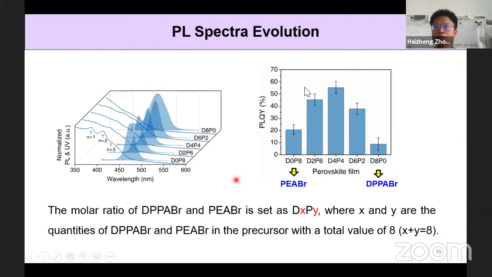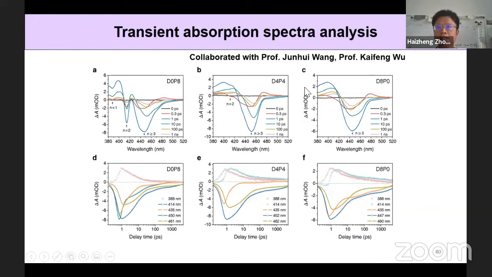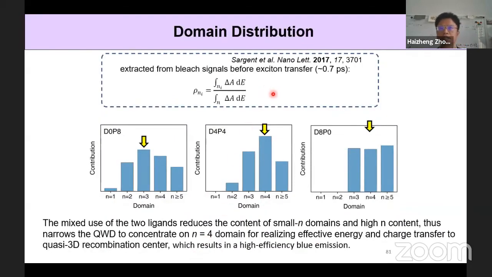And here are the results. By optimizing the ratio between PEA bromide and DPPA, we can optimize the blue emitter of perovskites, and we achieved a high PL quantum yield of about 16%. And we also explored the transient absorption spectra. Here I don't have time to explain how we analyze them, but the explanation is here. It tells the quantum well distribution.